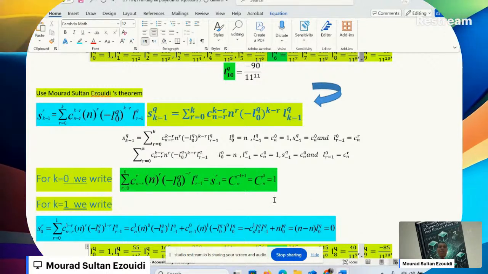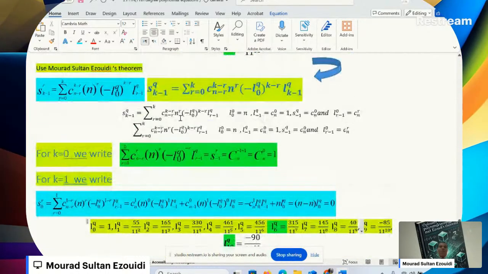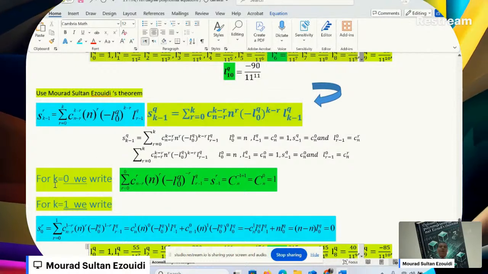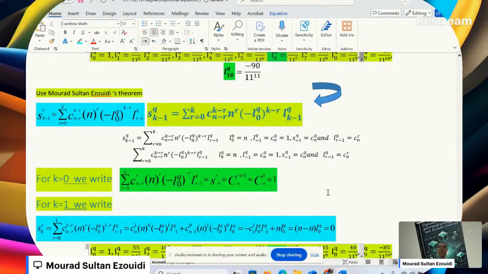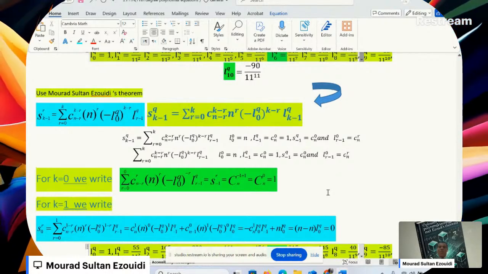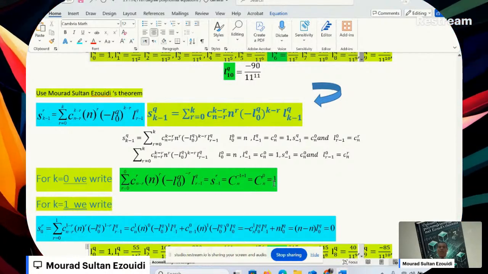So here let's dive into the structure, or into the theorem, of Mourad Sultan Ezouidi. This one that is written in front of you, and put k equals 0, we obtain that s minus 1 is going to be equal to 1. This is by convention, just put k equals 0 here. And what else?